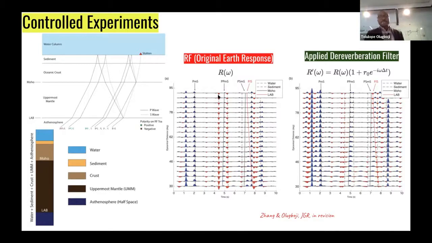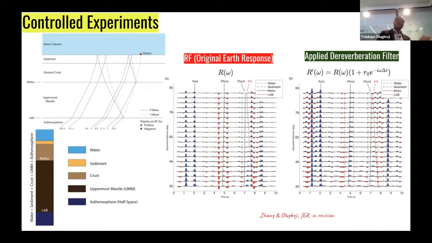Here in the original response, I highlight what the signature of the reverberation looks like. Those are these doublets, these negative peaks that repeat. So very closely spaced, two negatives, and then two positives, and on. They go on like that. I'm showing the receiver functions at a high frequency.